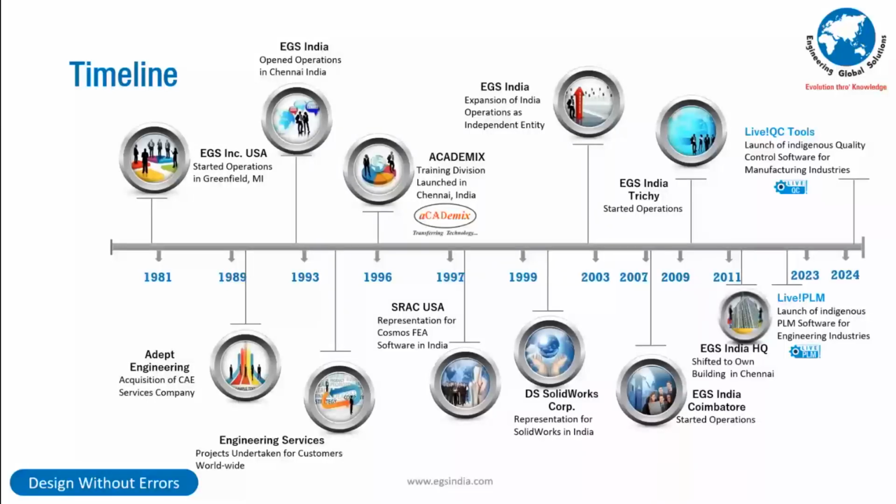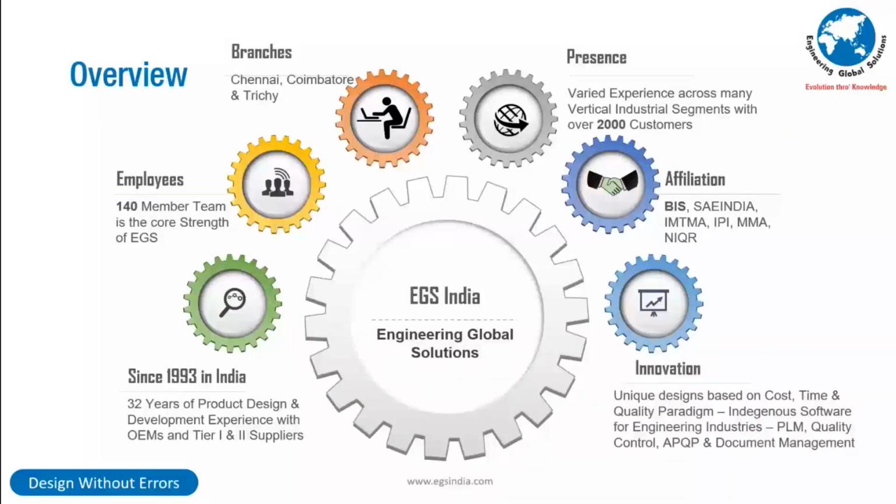Our company has been in existence for the last 32 years with over 140 people, having offices in Chennai, Coimbatore, and Trichy, with over 2,000 customers, with affiliation to Bureau of Indian Standards, Society of Automotive Engineers India, IMTMA, IPI, Indian Plastics Institute, MMA, National Institute for Quality and Reliability.